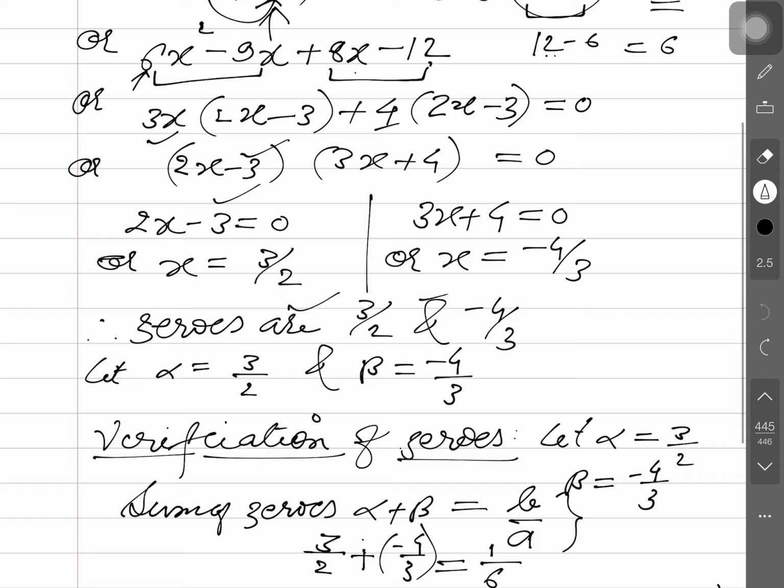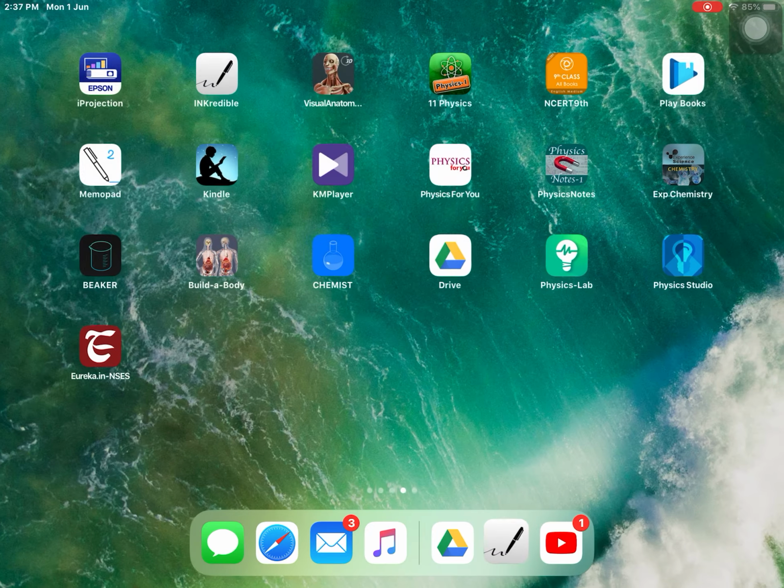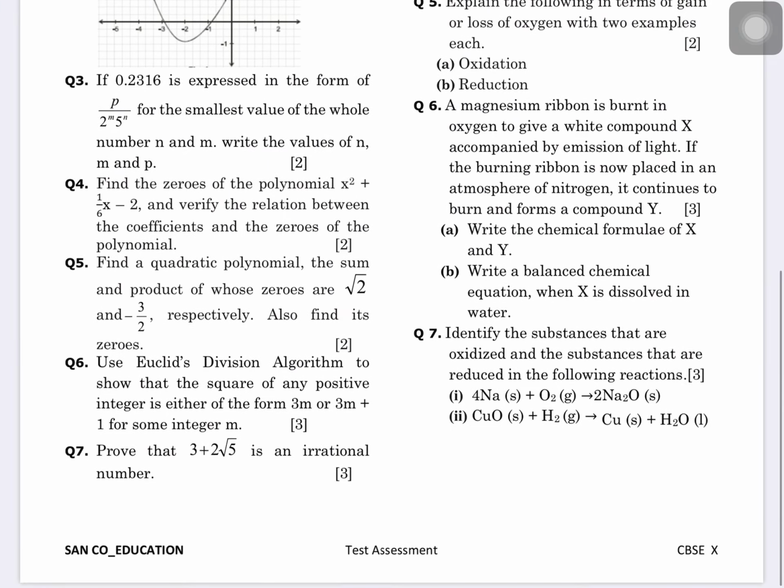Yeah, this method. Okay, is that clear? If you can't understand this, please write to me. I will tell you this again. Now see the next question.